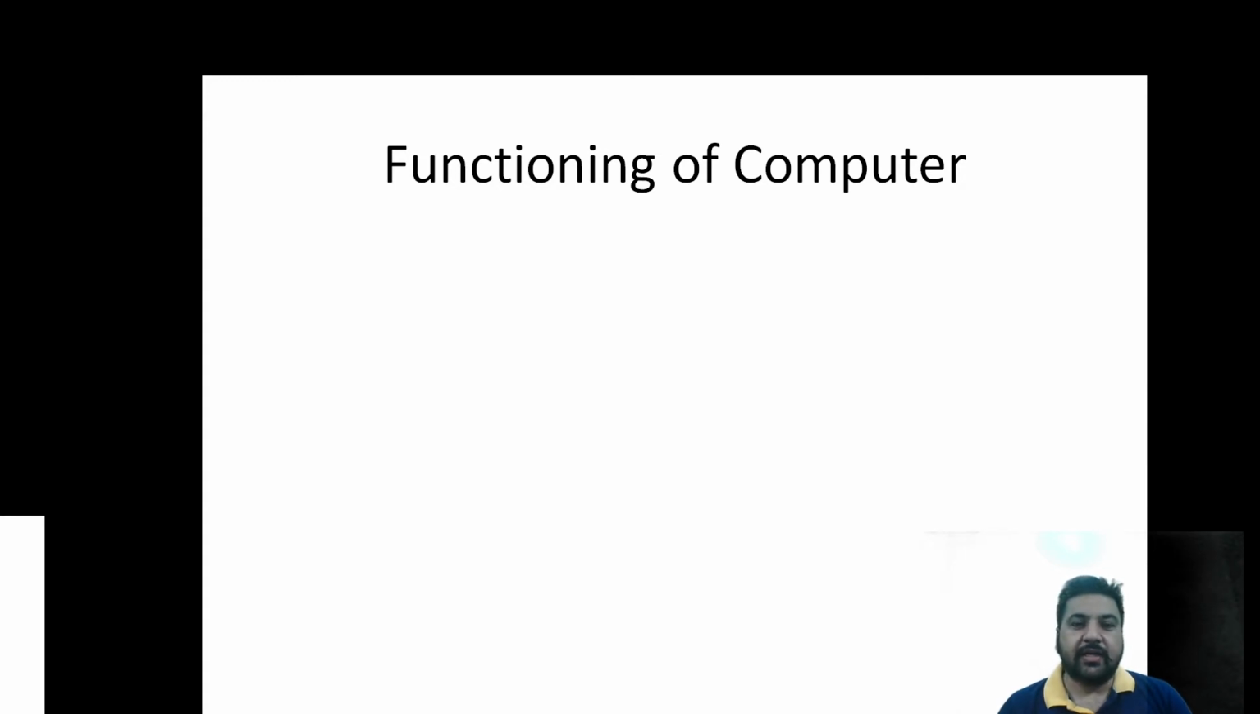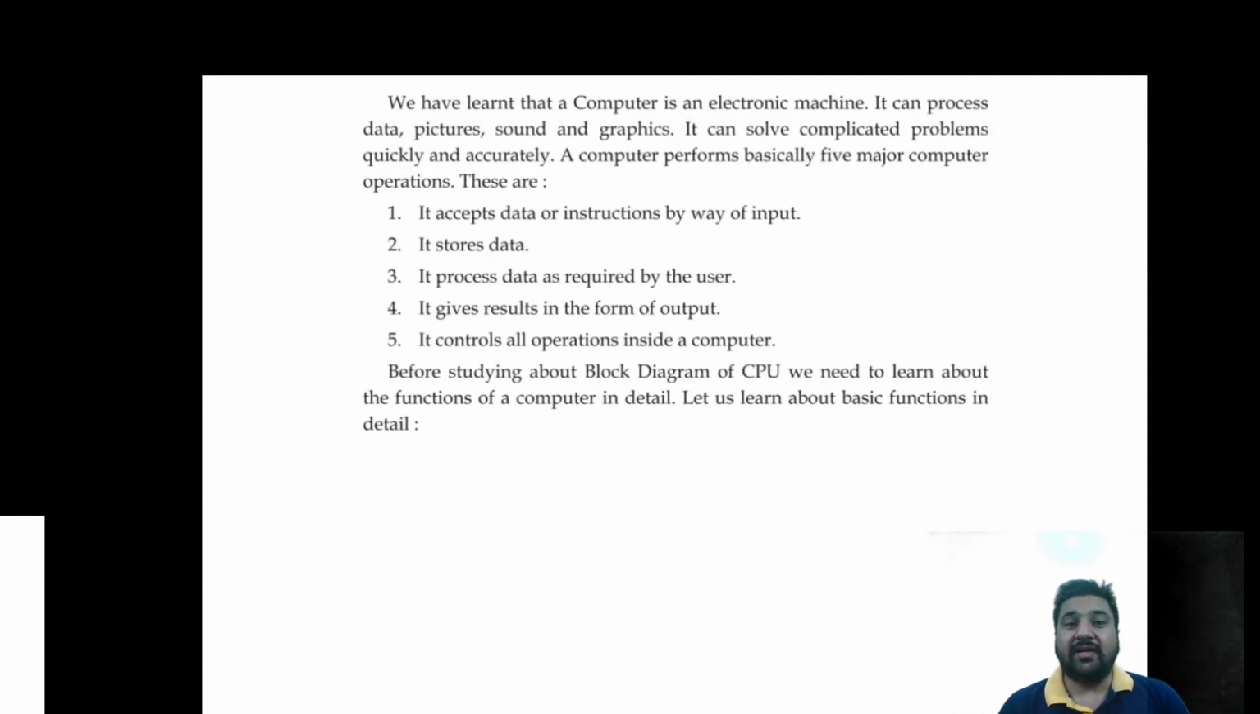Today we are discussing Lesson 2, functions of computer. In the last lesson we discussed what a computer is and where we use it. Now onwards, functions of computers. We have learned that a computer is an electronic machine. It can process data, pictures, sound and graphics. It can solve complicated problems quickly and accurately.